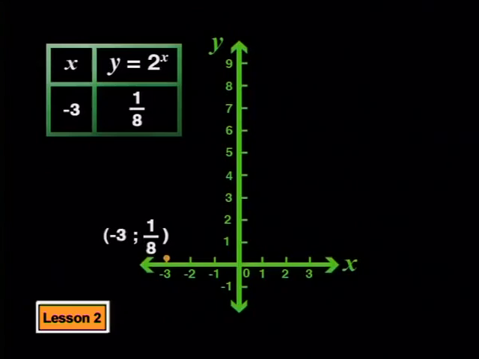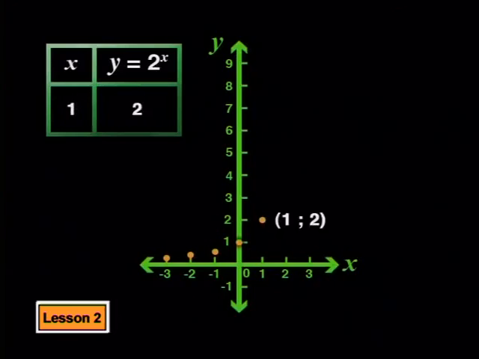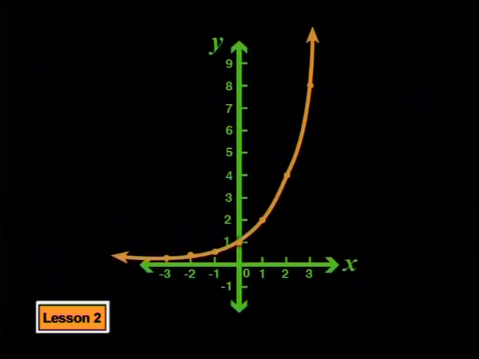First we have -3, an eighth here. Then -2, a quarter. Next is -1, a half. Then 0, 1 here, followed by 1, 2, then 2, 4, then 3, 8. Can you see the shape of the graph from these points? We can see the shape enough to join the points. If we tested some points in between these ones, we would find that the graph curves like this.